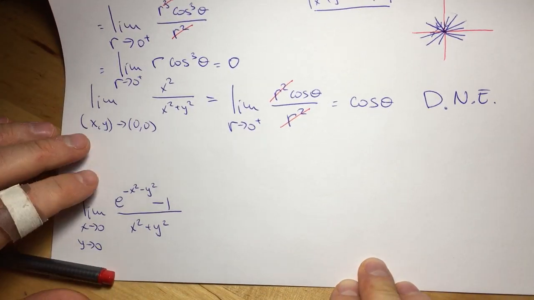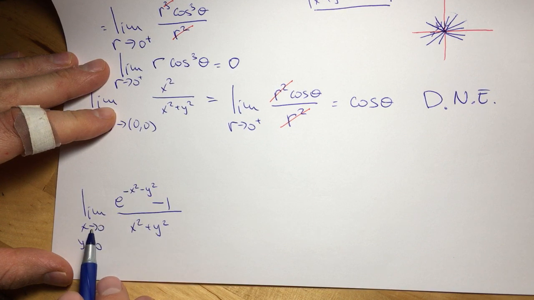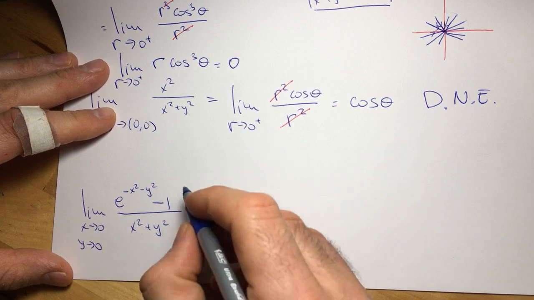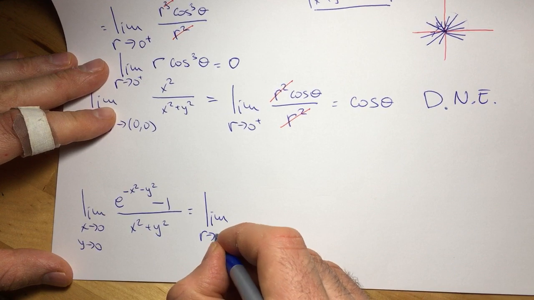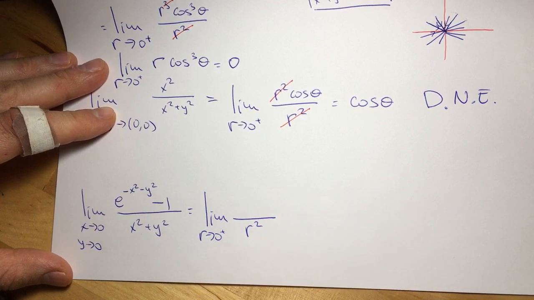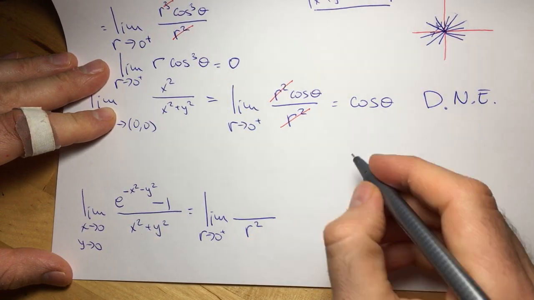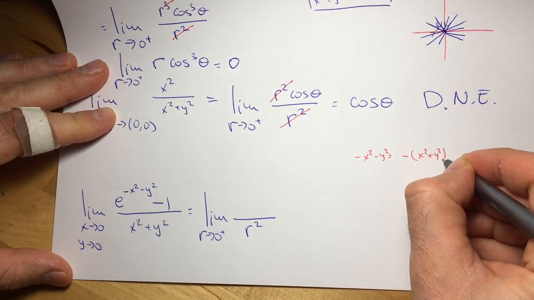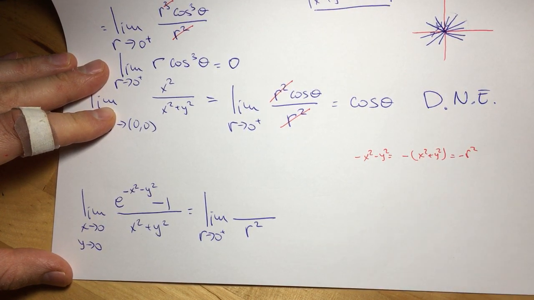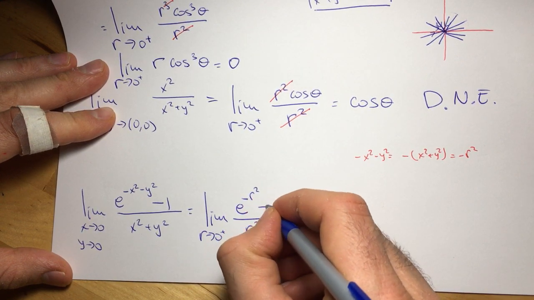And in the last example, as far as I remember, again, I have x squared plus y squared. X and y are going toward 0, so I switch right away to polar coordinates. R goes to 0 from the right. In the denominator, I have r squared. And here on the side, I'm just going to note that negative x squared minus y squared is negative of x squared plus y squared. In polar coordinates, that's negative r squared. So the numerator is e to the power negative r squared minus 1.